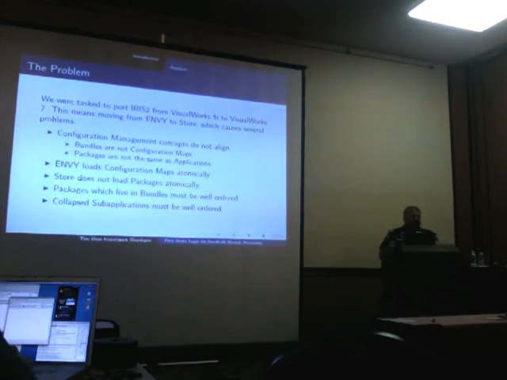And the biggest problem we have is that NB loads configuration maps atomically. So it kind of figures out, and we'll work around, prerequisite issues. And Store doesn't. Store doesn't load bundles atomically. So that means that packages that live in bundles have to be well ordered. You have to put them in the right order. And we also looked at a model, our export model, where we collapsed NB sub-applications into one package.